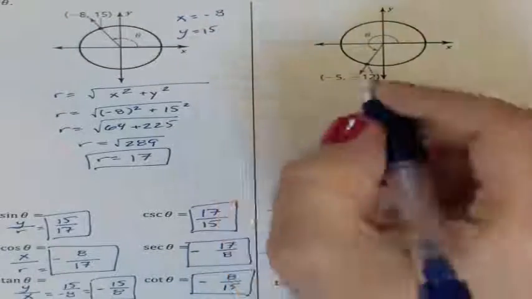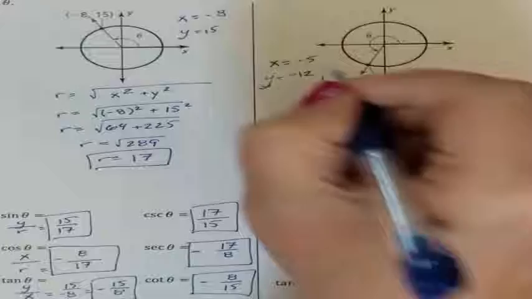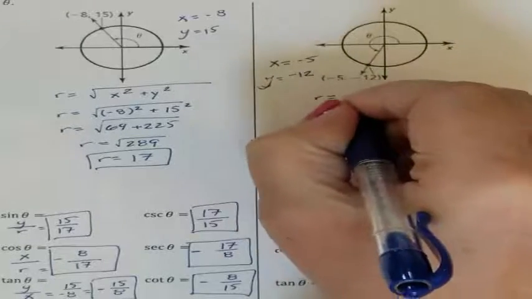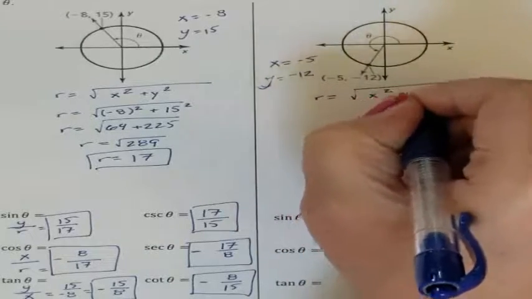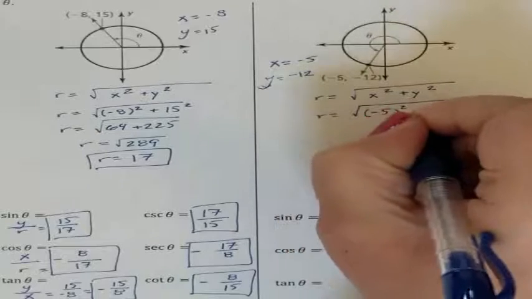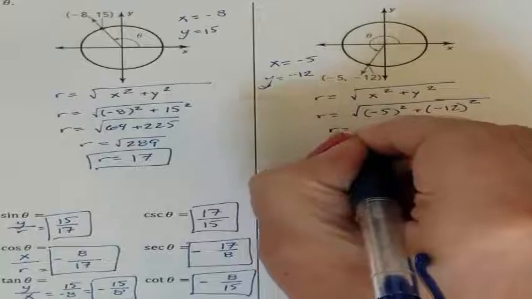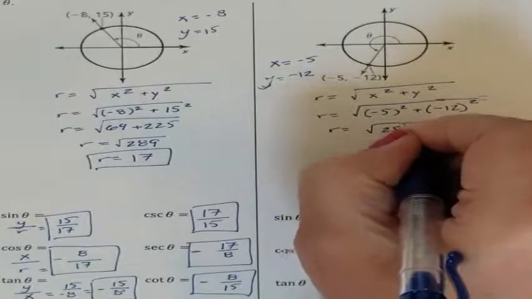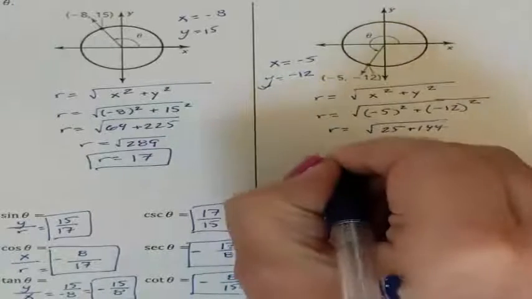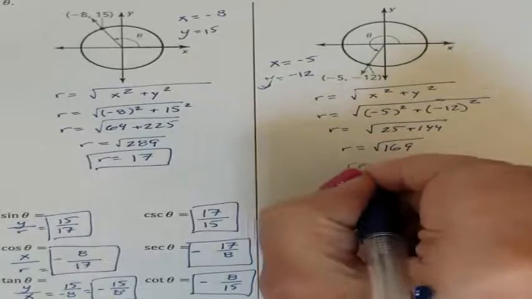Next one, I see that my x is -5 and my y is -12. I need my r. R is the square root of x squared plus y squared. So r is going to be the square root of all of -5 squared plus all of -12 squared. So this is the square root of 25 plus 144, which is the square root of 169, which is 13.